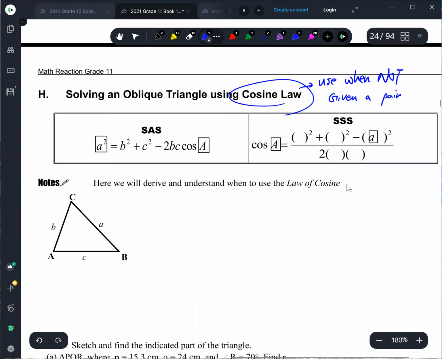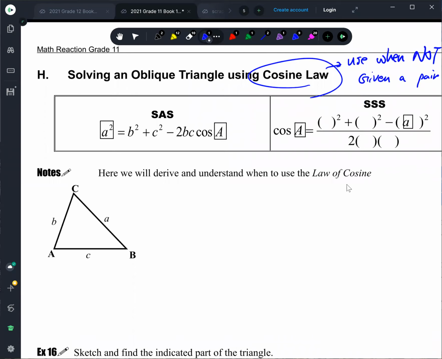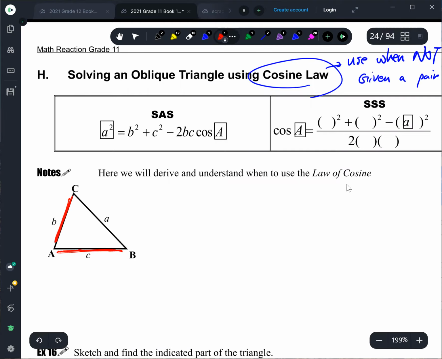Okay, so for example, let's say I give you a side. They tell you how long side B is, and they also tell you side C and the angle A. All the red parts are the parts that they give you, the measurements. So let's say angle A is 60, side B is 10, side C is 12.